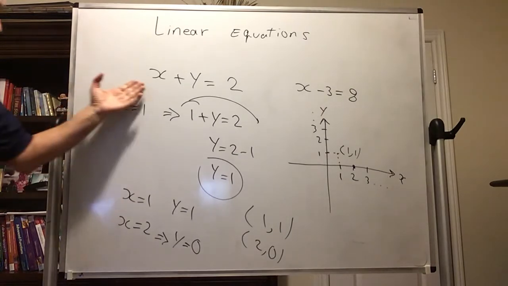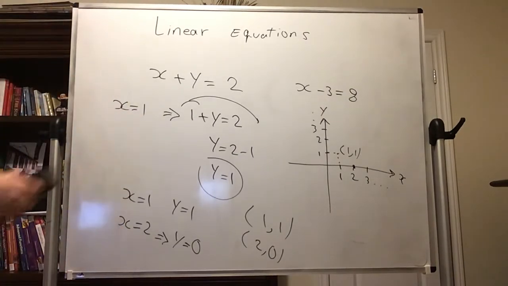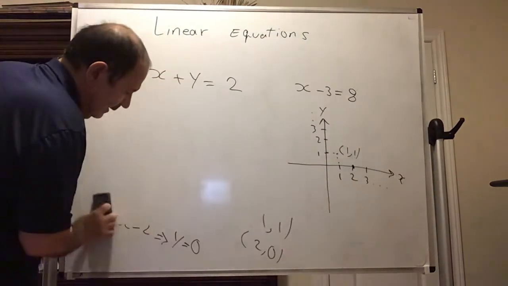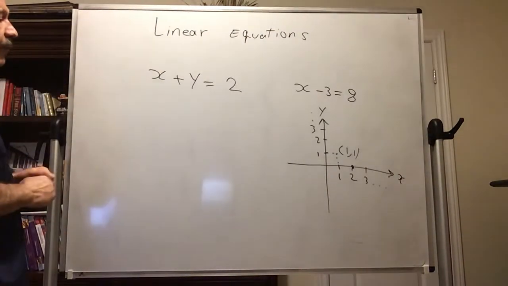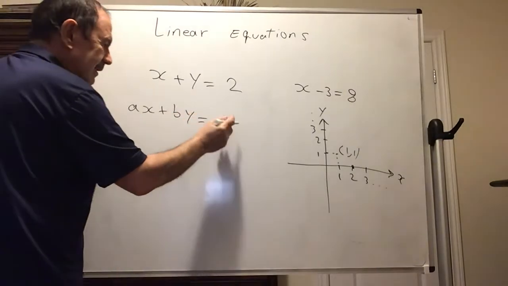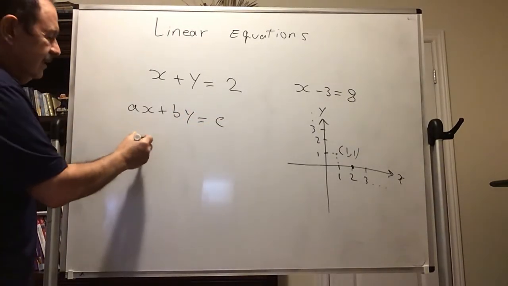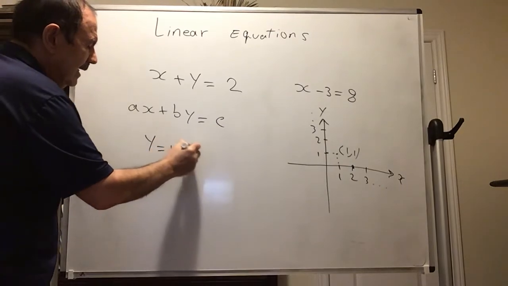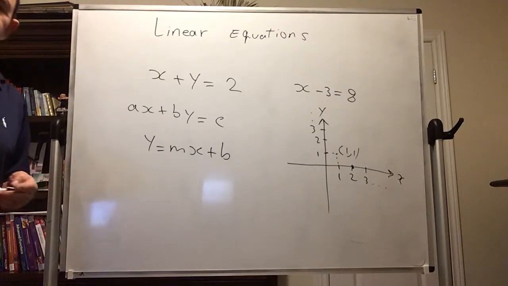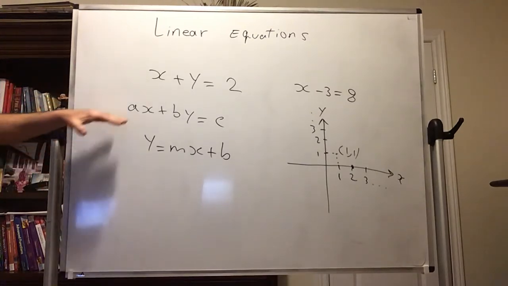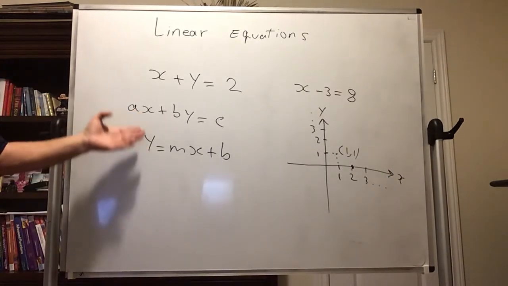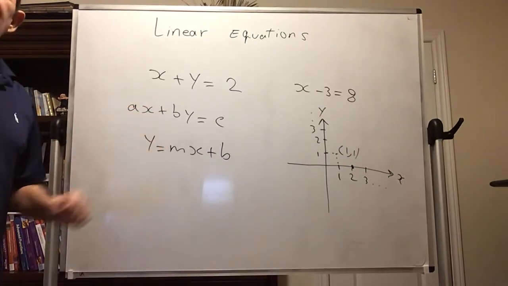Now, this is one format, and for the general format of a linear equation in two variables, we have one format, ax plus by is equal to c, which we call the standard format. The other format, y is going to be mx plus b, which we call the slope-intercept format. I will explain each of these formats in detail in a separate video, and I will show how we can solve each of these formats.